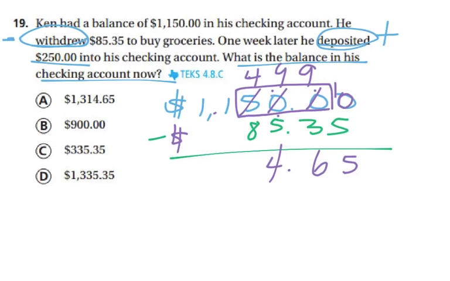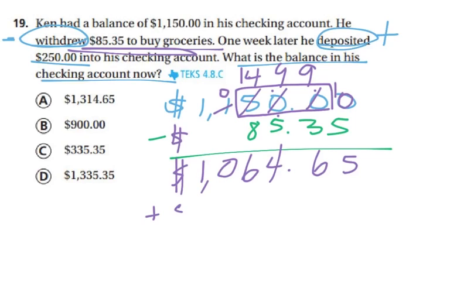4 minus 8, I can't do that. I take 1 away from there. That becomes a 0. And now I'm looking at 14. 14 minus 8 is 6. 0 minus nothing is 0. 1 minus nothing is 1. So my final, is this my final answer? I just took away this withdrawal. That's not my final answer. But I do have $1,064.65. Now I'm going to add the $250 to that because he's going to put that in his account.